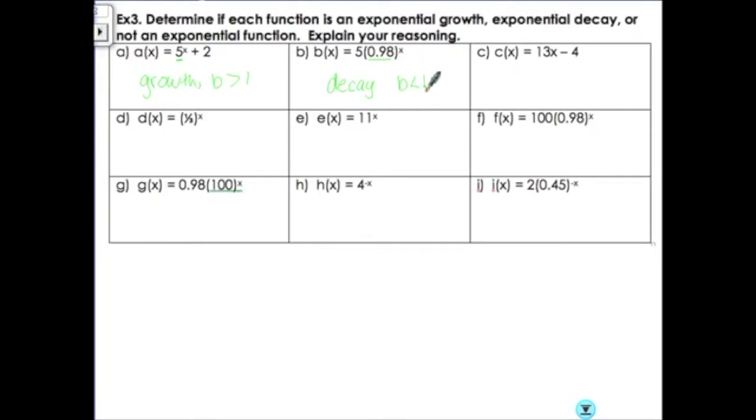You can see that this does not have any number raised to an exponent that is a variable. This is a line. So this is going to be neither, because there is no variable in the exponent.